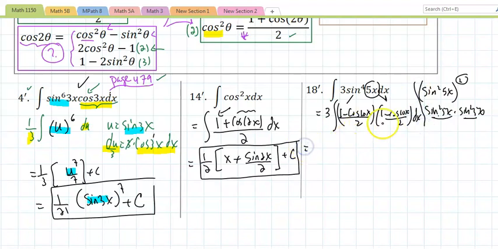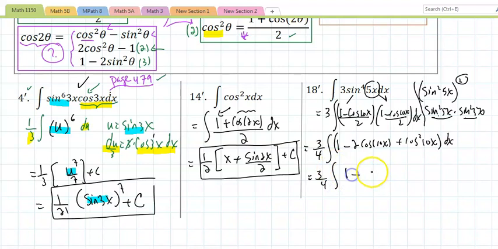And now, this will be 3 over 4, the integral. And if I FOIL this, that's 1 minus twice the cosine of 10x, plus the cosine squared of 10x dx. And we run into the same problem. This is 3/4 the integral. This is 1 minus twice the cosine of 10x. And if you remember in trig, when you had to use power reduction on this, you always had to do it twice. There's only one way of doing this problem. You must use the power reduction on this.